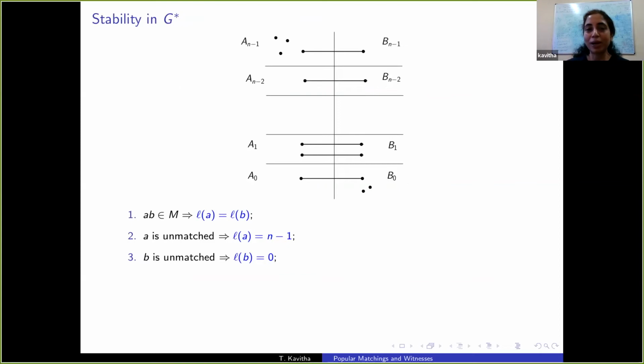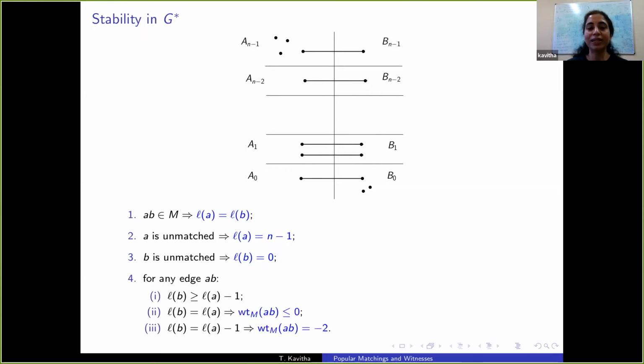So what does it mean to satisfy stability in G star? I've just drawn the matching, where A_i and B_i in the figure just represent vertices whose level is i. So what does it mean for M and L to satisfy stability in this graph G star? For any matching edge AB, the levels assigned to the endpoints have to be the same. That would be in a way the level of the edge I was referring to earlier. So if AB is in the matching M, then L of A has to be equal to L of B. And unmatched vertices in A have to be in the topmost level, and unmatched vertices of B have to be in the bottommost level.